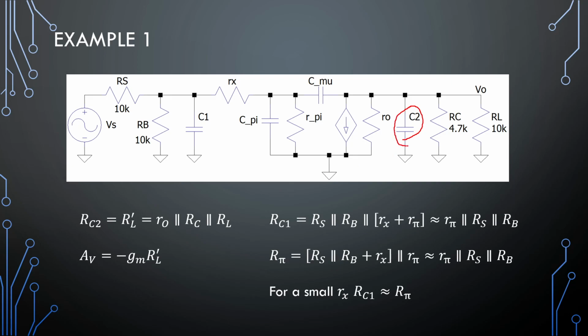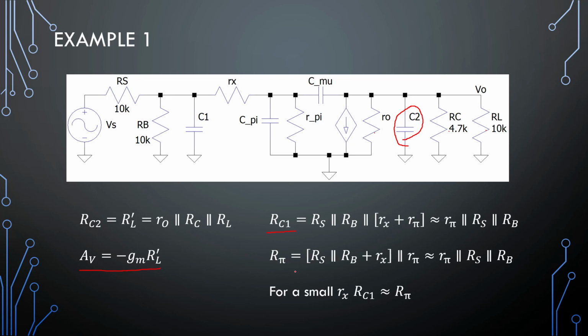what is C2 seeing? Now for high frequency capacitors, we are trying to see what is in parallel with the capacitor. So starting with C2 is easy because it's R out parallel to RC parallel to R load. And that is useful because we also need that for our gain, our loaded gain.